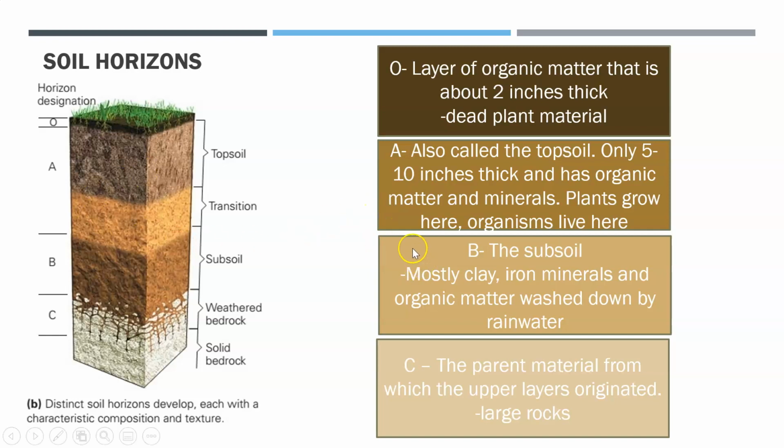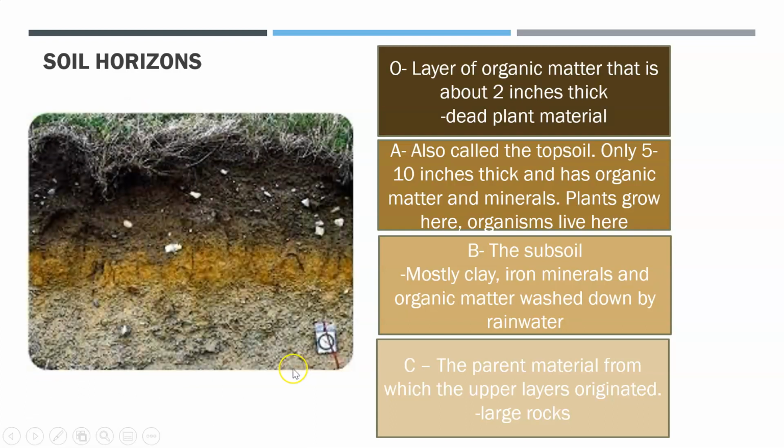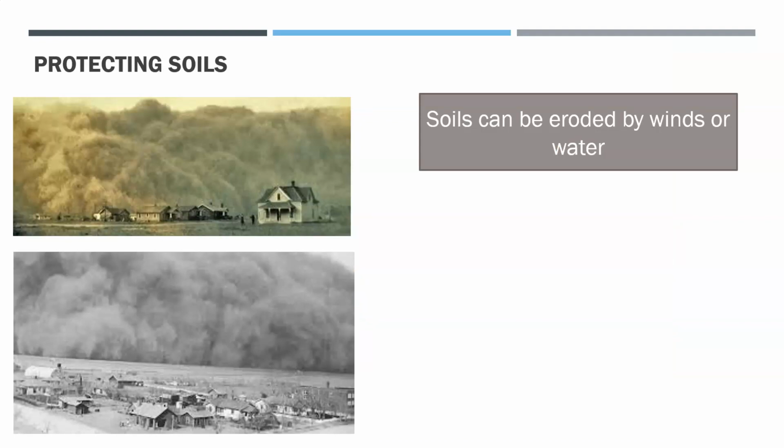Next, we move to B. This is the subsoil. It's mostly made of clay, has a lot of iron minerals and organic matter that's washed down by the rainwater. So our zone of leaching is A, zone of accumulation is B. Then we get down to C, the parent material from which the upper layers originated. So this is a lot of the large rocks. Sometimes you'll also see one down here that's our solid bedrock. So here's an example of the soil horizons. It doesn't always look quite so clear, and the levels of these soil horizons really depends on the biome that they come from.